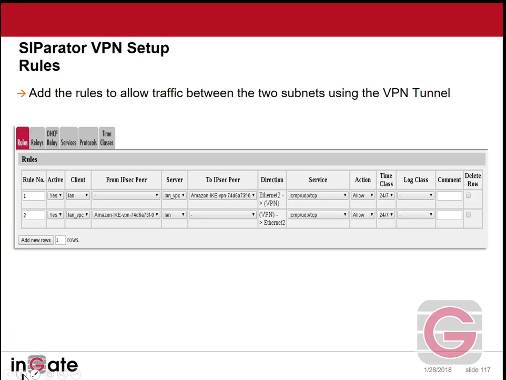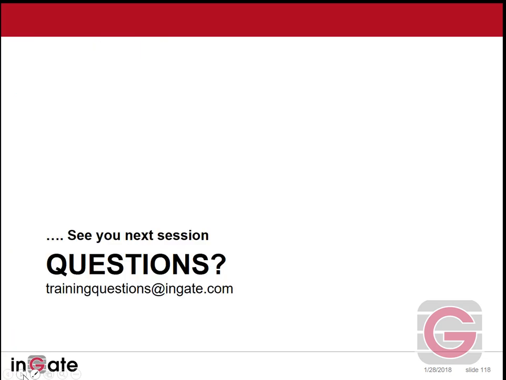So that completes how to configure a VPN connection of a remote site with the IPsec services of Amazon.